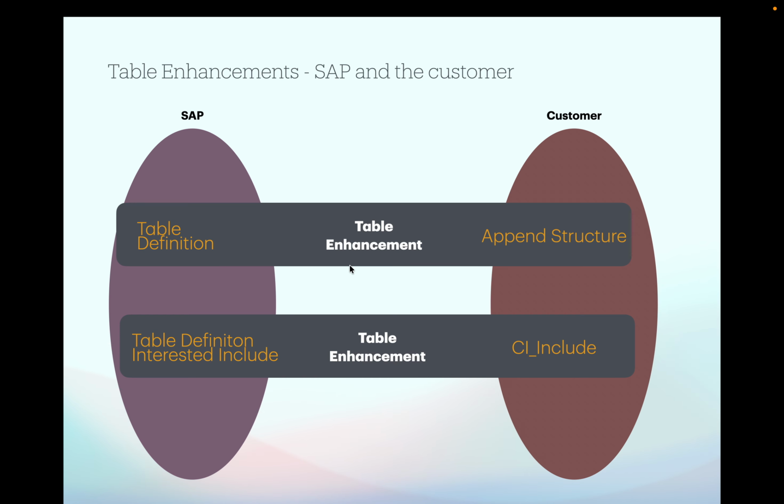An append structure allows you to attach a field to a table without actually modifying the table. Therefore, you do not have to plan table enhancement when using the append structure. An append structure can only belong to one table. In contrast, a customizing include allows you to use the same structure in multiple tables.